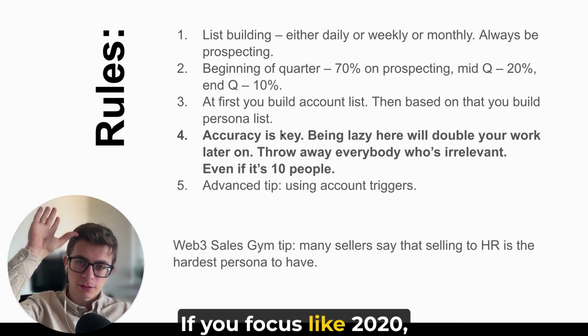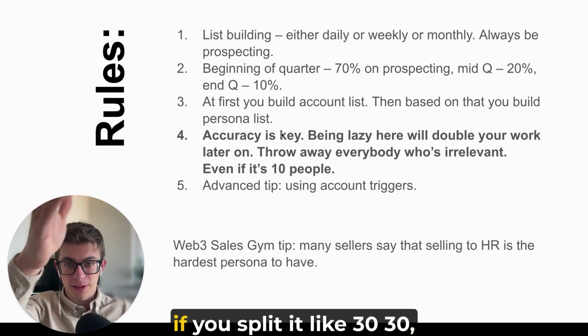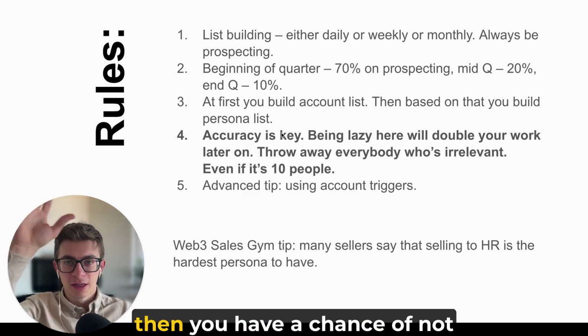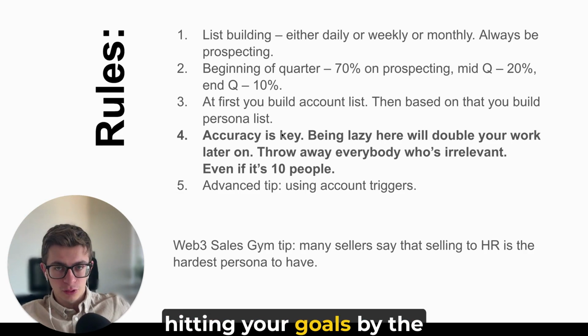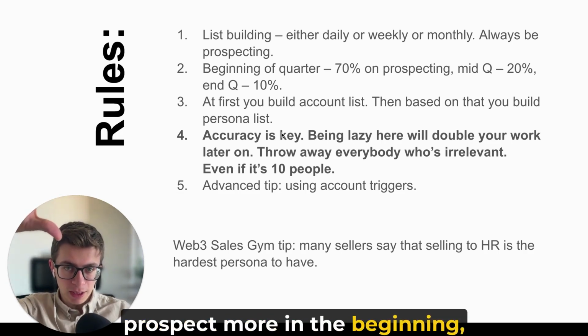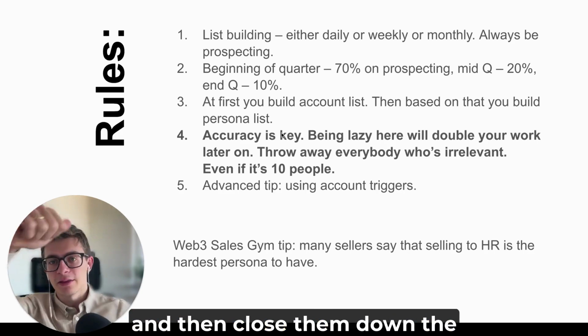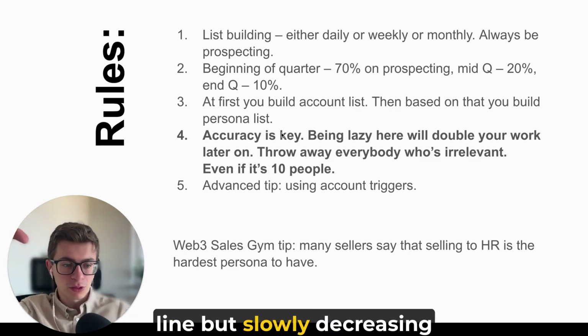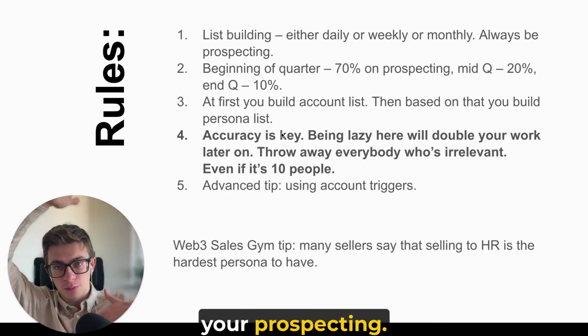If you split it evenly, then you have a chance of not hitting your goals by the end of the quarter. So it's important to always prospect more in the beginning, get more conversations started, and then close them down the line, while slowly decreasing your prospecting.